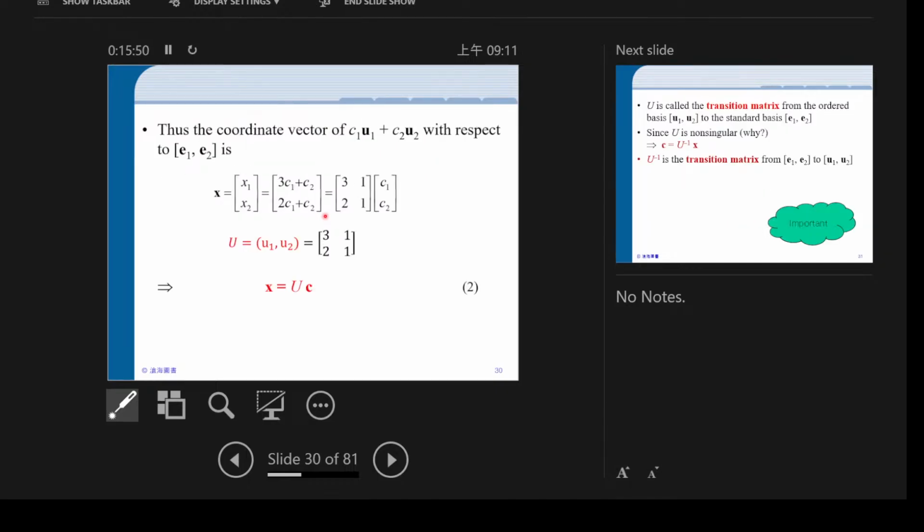So we know that if we have c1 and c2 as the coefficients of u1 and u2, then the coefficients of e1 and e2 are given by this equation: x equals (x1, x2), with x1 equal to 3c1 plus c2, and x2 equal to 2c1 plus c2. And they can be written as this matrix multiplication. So you see this (3, 2) is this u1 here, and (1, 1) is this u2 here.